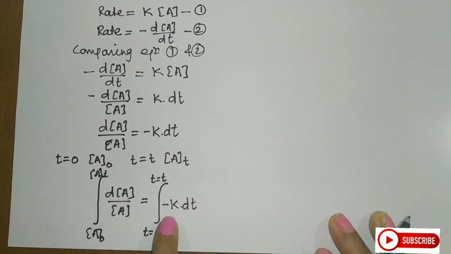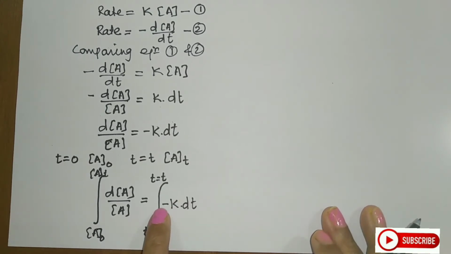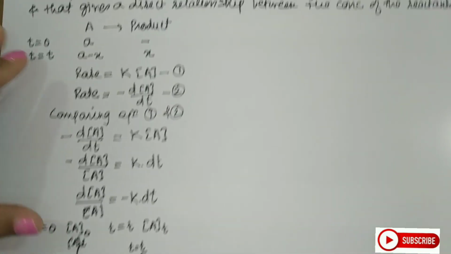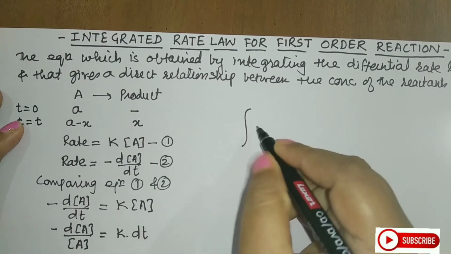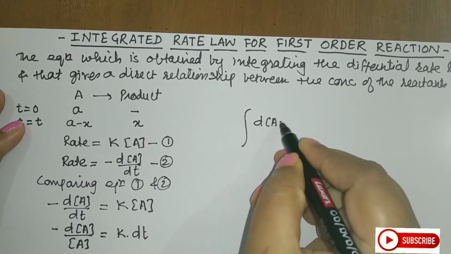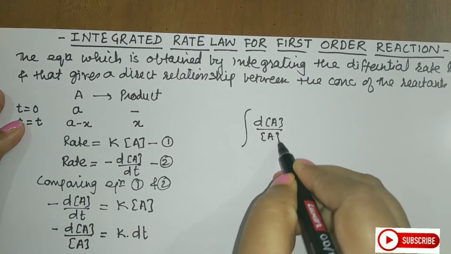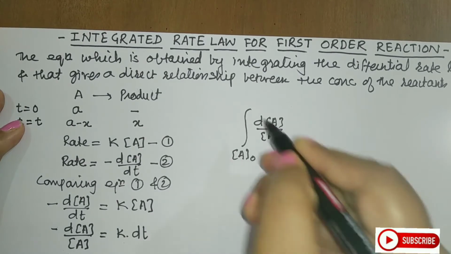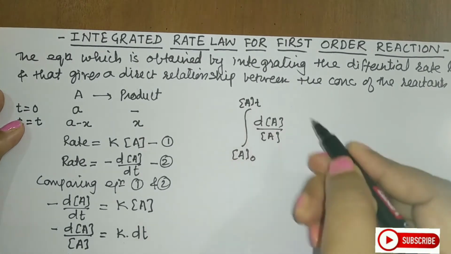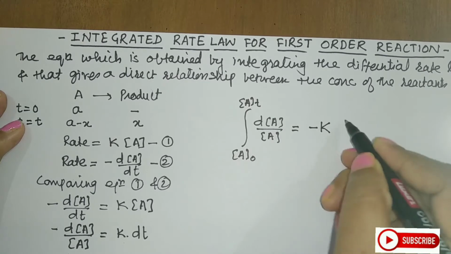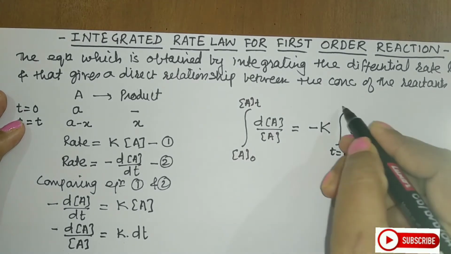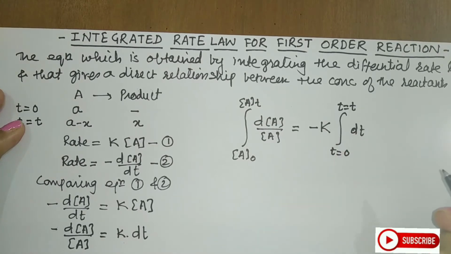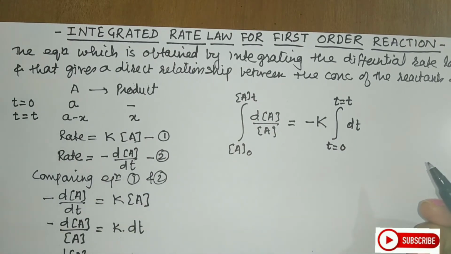Students, you know that we never integrate a constant. So I will take this constant and the minus sign out of the integration sign. So what I will get here is integration d of A from A0 to At is equal to minus k, and now this will be integration of dt from t is equal to 0 to t is equal to t. So this is how I will integrate this.